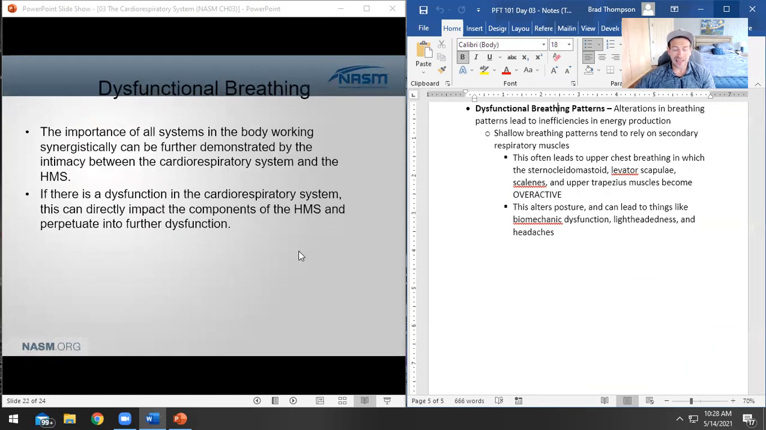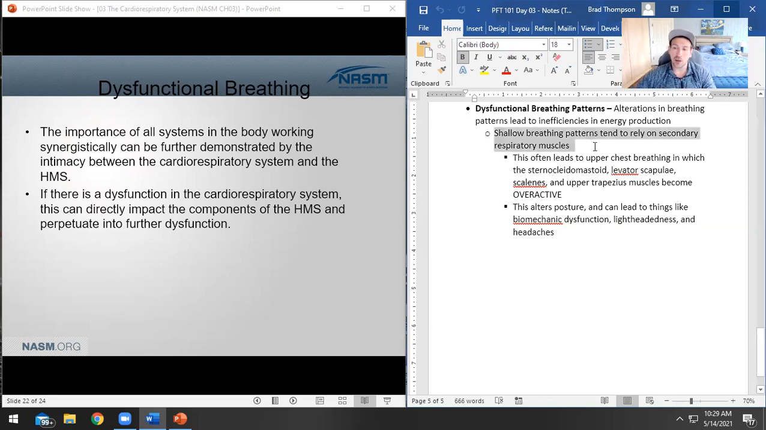So last thing we're going to look at here, like I said earlier, this is kind of coming back to the idea of tying everything together in this assessments class. And this is where your cardiorespiratory system meets your posture. There are dysfunctional breathing patterns. Alterations in your breathing patterns can lead to inefficiencies, not only in energy production, but also in further altering your posture.